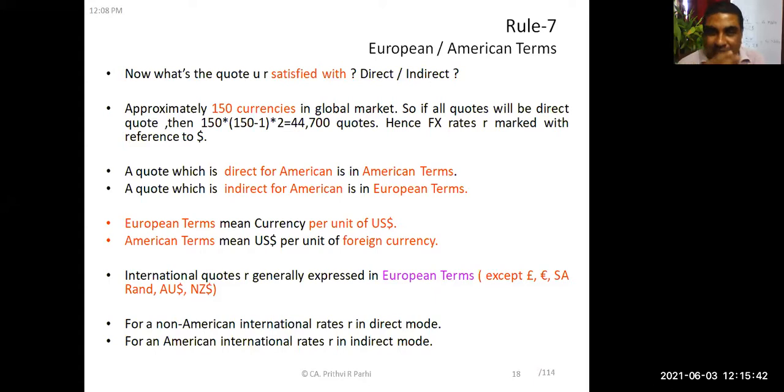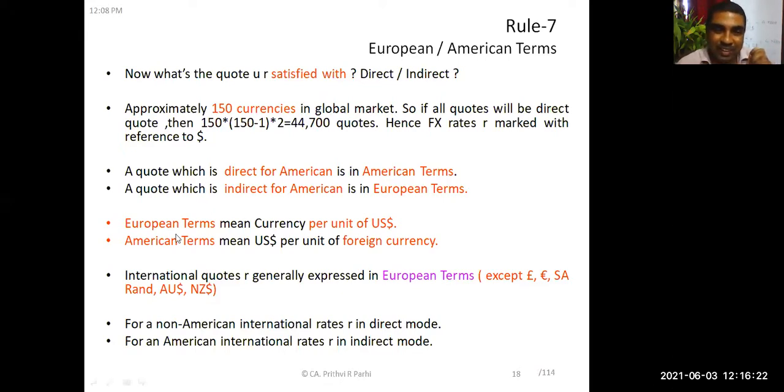Therefore, to make it easy, what has happened in the international market? One system is followed. Quotes are divided into two types. One is called American terms, the other one is called European terms. European terms means currency per unit of US dollar. Suppose I am saying rupee by dollar is equal to 75. Is it European or American? If it is per unit of dollar, then it is European.